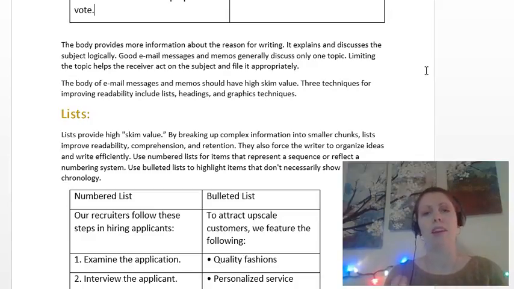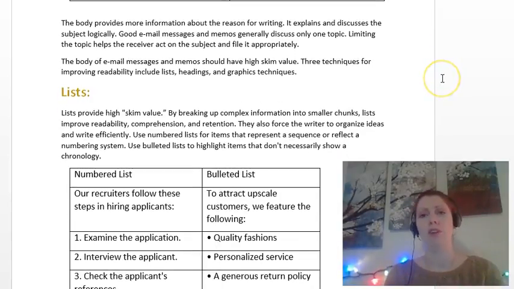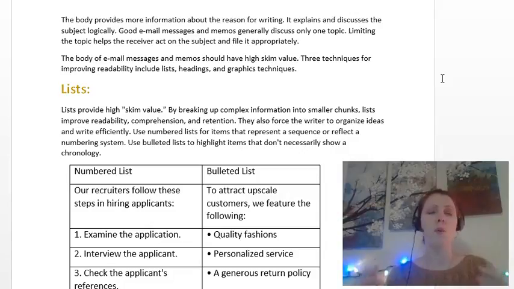Limiting the topic can help the receiver act, and again, file it appropriately if necessary. So people like the shorter stuff. They don't want to open that document and be reading and reading and reading. If you send 2 or 3, they can read them when they have the time, and it doesn't take as long per message. So the body of email messages and memos should have a very high skim value.